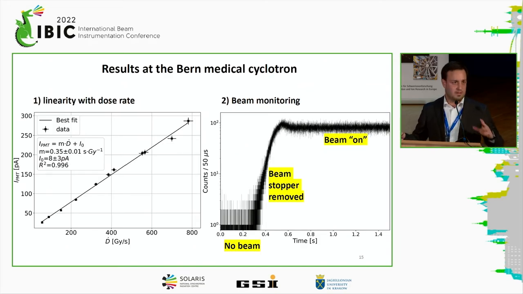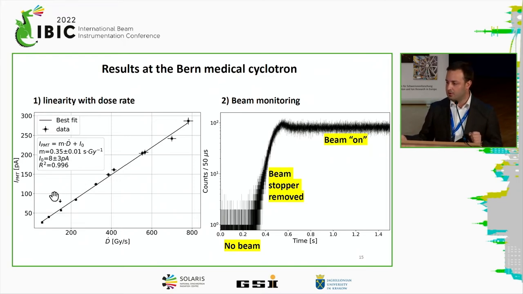And so basically we wanted to study two features. One is the linearity and the other one is the beam monitoring. As far as the linearity, this plot on the left of this slide shows the output of our system, so the current measured with the PMT as a function of the dose rate. And you can see that the linearity is quite good up to 800 gray per second. So really in the FLASH regime.